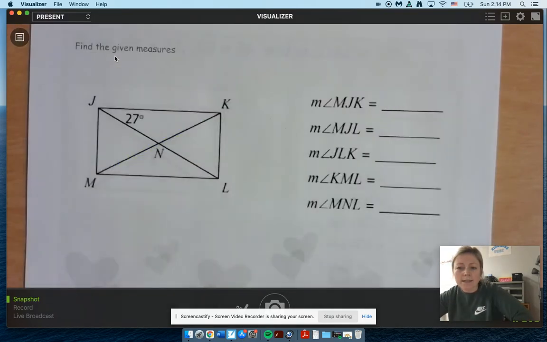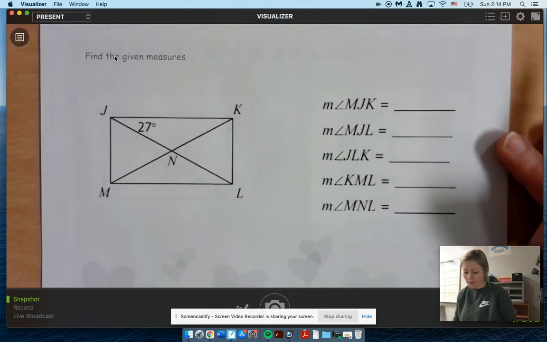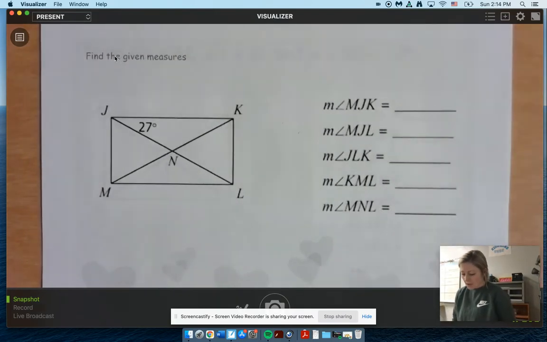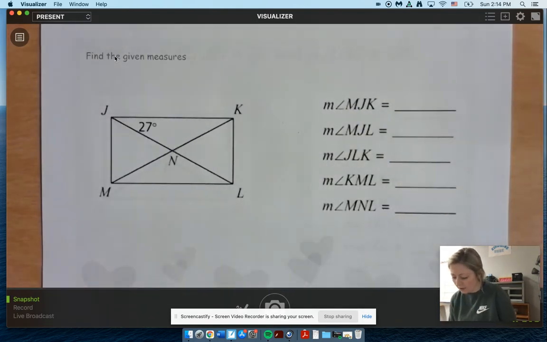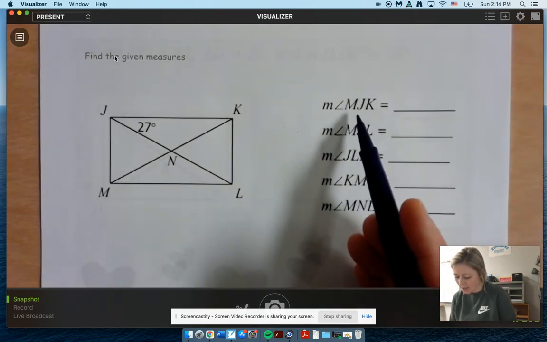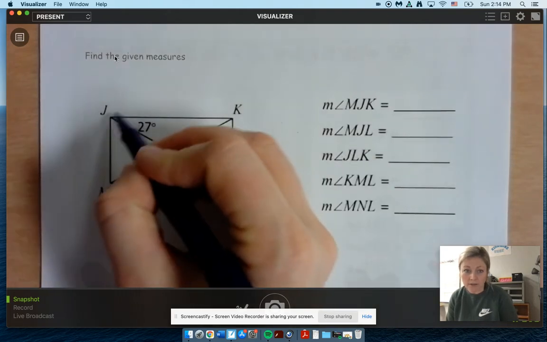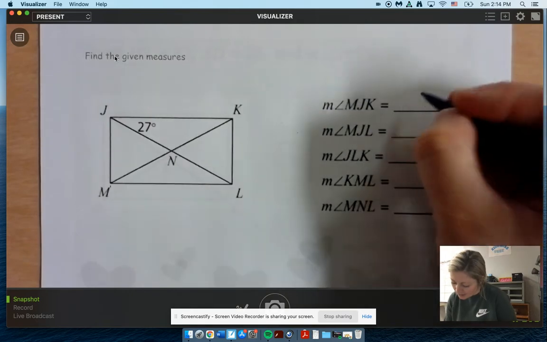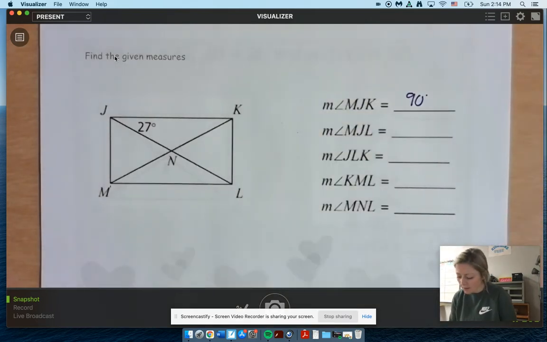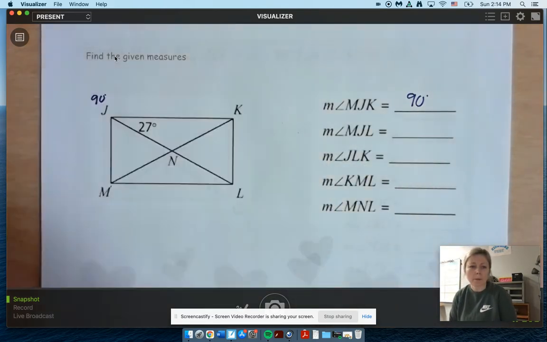Okay, next, let's look at the angles. Okay, so I sometimes just wish they'd give us numbers, right? Like I just want to trace all these out, but that's okay. Here we go. We are looking for angle MJK. MJK is this corner angle, so really just that big angle J, and we know that all of our corner angles are 90. Let's put 90 there so we know.